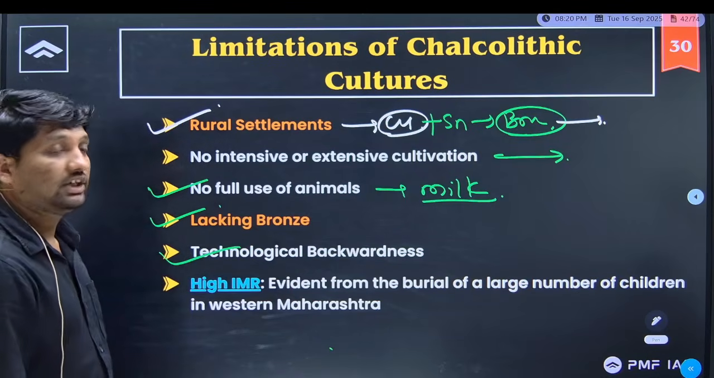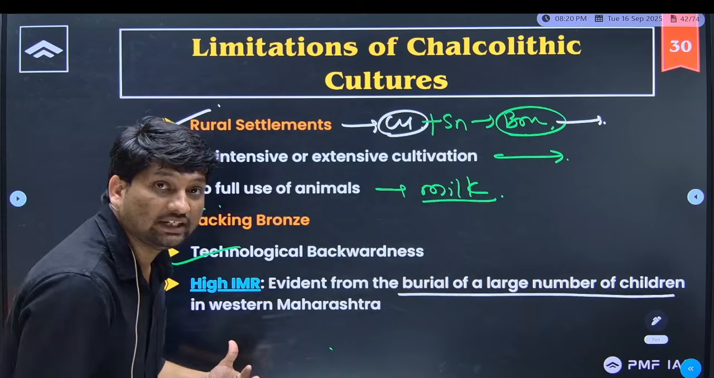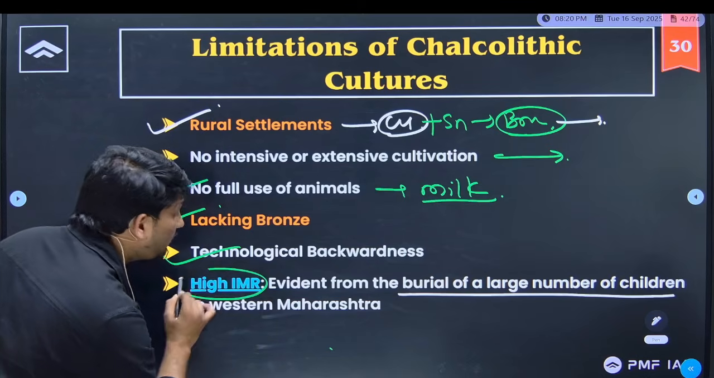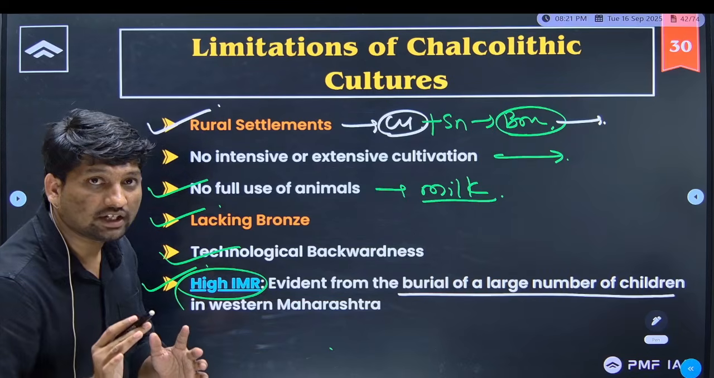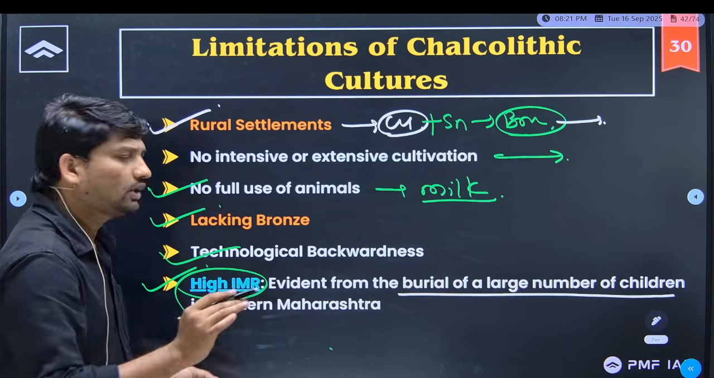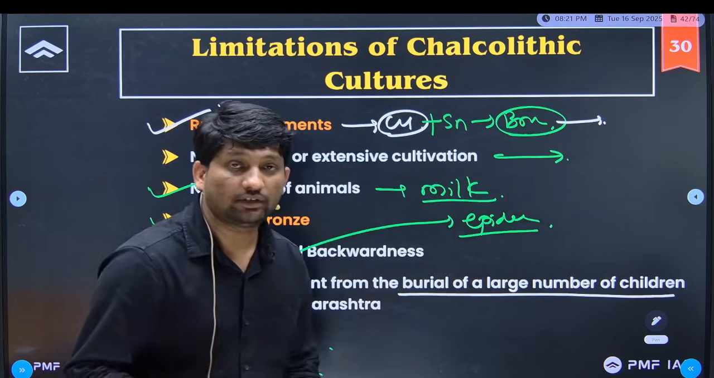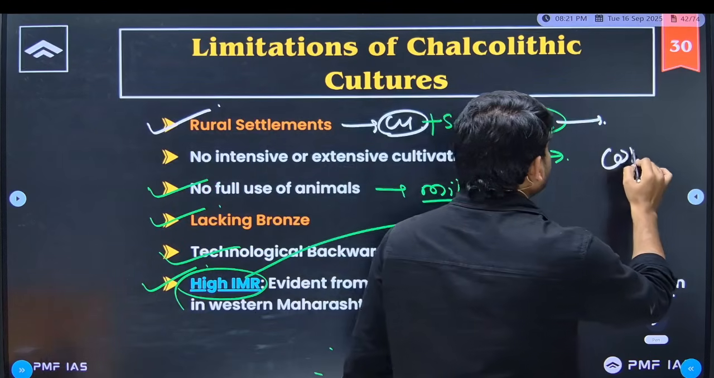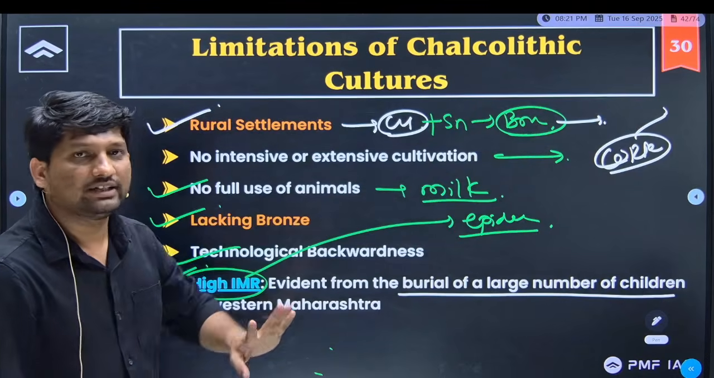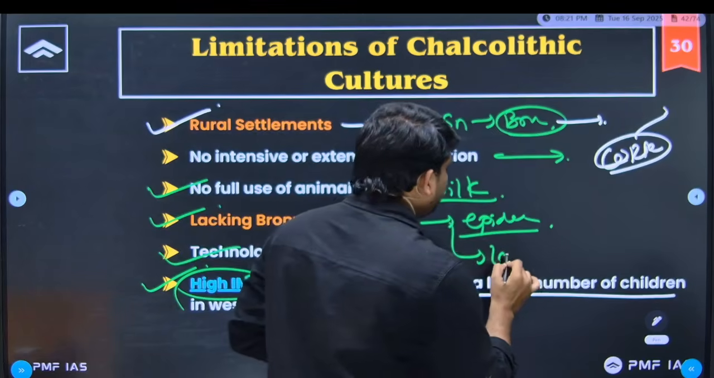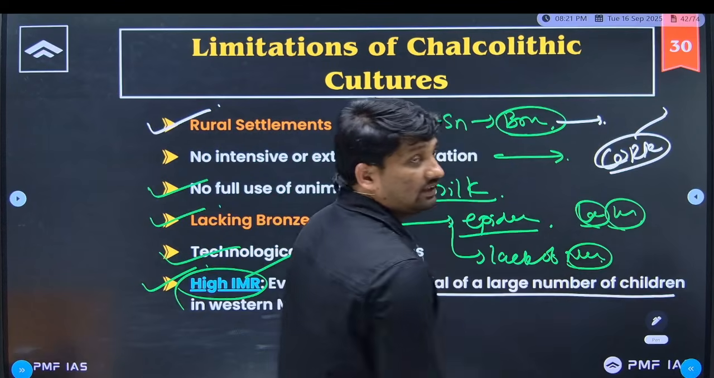In Maharashtra, in Jorwe culture, we have found evidence of a large number of burials of children. What does this indicate? This indicates high infant mortality. Whatever may be the reason, the fact remains that during this Chalcolithic culture, we have evidence of high infant mortality. It may be due to the spread of epidemics. It's quite possible, right? Even in the 21st century, when we had Corona, lakhs of people were killed, right? So similarly, epidemics can be one reason, but there can be other reasons like lack of nutrition or lack of knowledge about health. These are the different reasons.